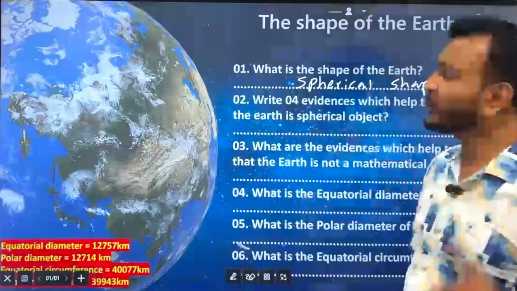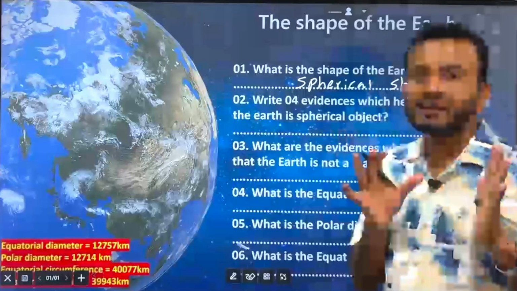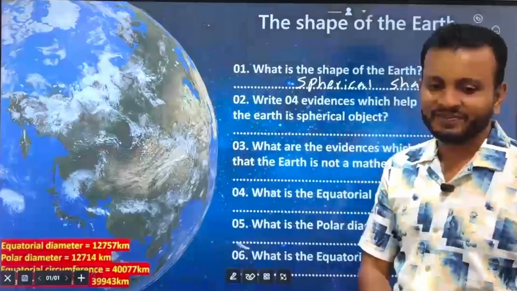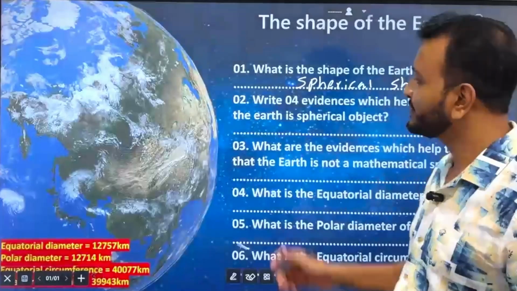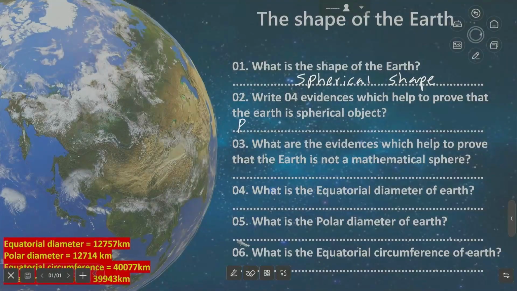Right. How to prove the earth is a spherical one? Photographs taken from space.